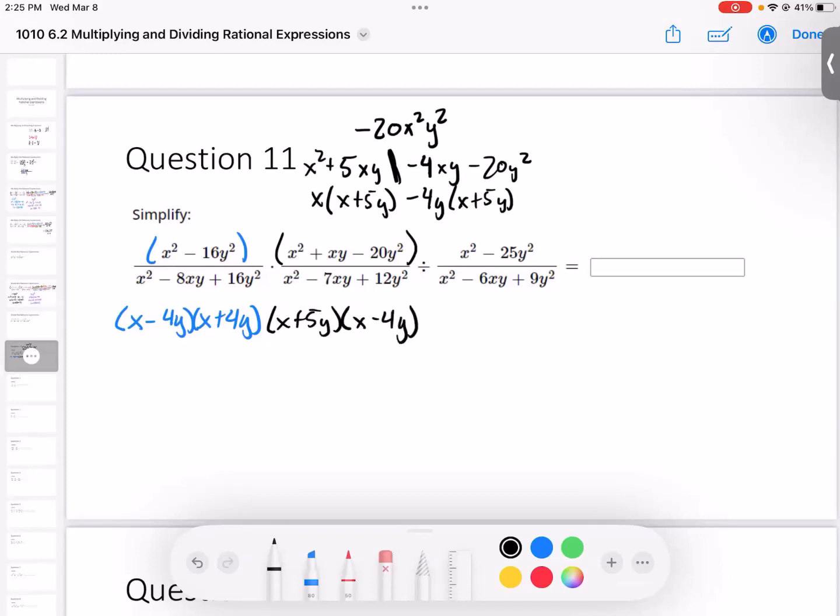It's been a little while since we've done factoring with two variables. So are you guys good with that process of how to deal with it when you have x, y squareds and x squareds?